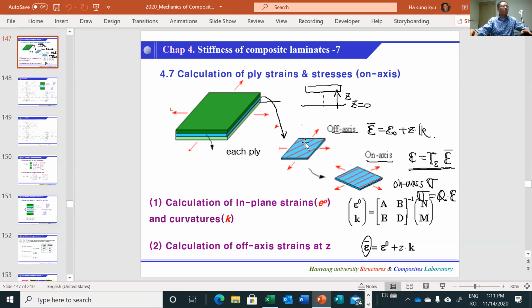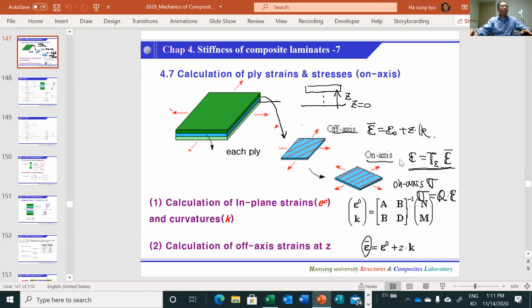And then we know how to calculate off-axis strain, meaning each ply, and that strain is given simply like that. And on-axis strain can be obtained by transforming the off-axis strain, right? Once we know the strain in each ply in on-axis directions, we can simply multiply the stiffness, and then we can calculate on-axis stresses. So that is the whole procedure.